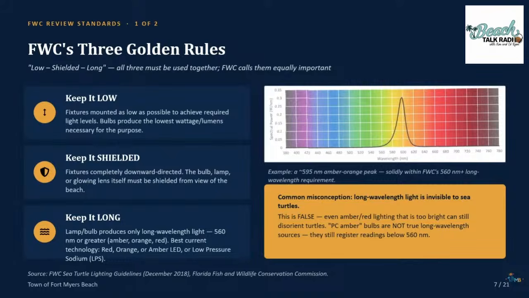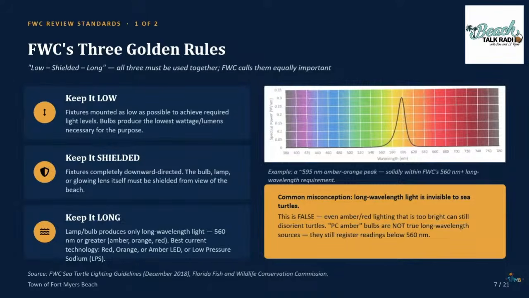So keep it shielded. We don't want to see that light source directly visible. And long wavelength, so amber, red. Look for that manufacturer spec of 560 nanometers or greater. That means it's a proper long wavelength. Not all yellow, orange, red bulbs are necessarily compliant. We don't authorize films and party bulbs and that kind of thing. And then the statement about even amber: turtles are not blind to amber and red lights; they're just less sensitive. But I think our luminance standards take care of that with their maximum criteria.